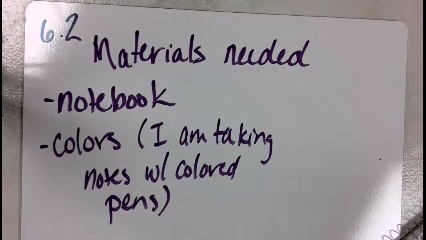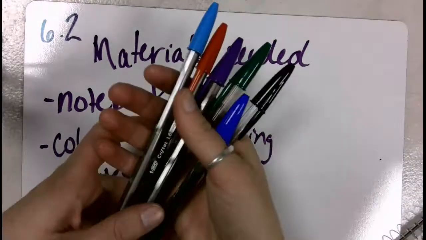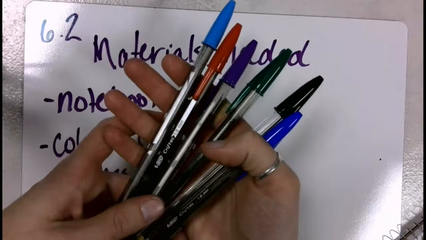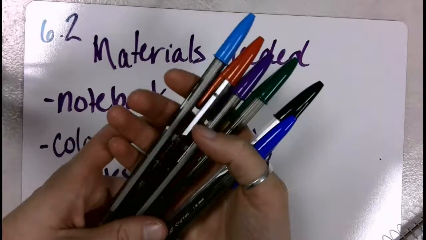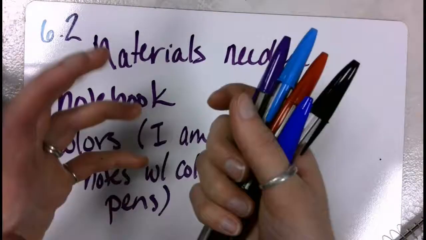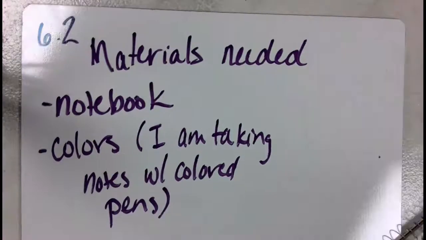All right, here we're going to walk through our notebook and the notes that you need to be taking for section 6.2. This is a fairly simple section, so all that you need is your math notebook and some colors. Again, it really helps to take notes in colors so your brain can remember that too. I use just different colored pens. You could use colored pencils, you could use some markers, whatever works for you, but you will need some sort of colors to differentiate.